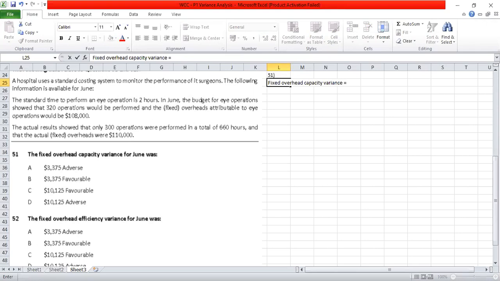So we have to talk about the capacity at which they have operated. In total, how many hours did they take? To take up 300 eye operations, the required number of hours are 660. That's the capacity at which they have worked. But what is planned? What is the number of hours decided as the standard? They have mentioned that the standard time for one operation is 2 hours. So according to standards, how many hours are allowed? How many hours should have been taken up?